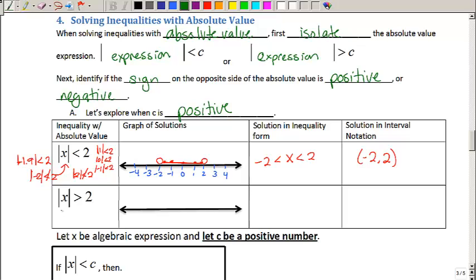Let's take a look at the next problem. The absolute value of x is now greater than 2. Again, these two look very, very similar, don't they? The only difference is the first one was less than, and the second one is greater than. And you'd think that the solutions would be the same or possibly similar. Well, they're actually very different. Let's label our axes.